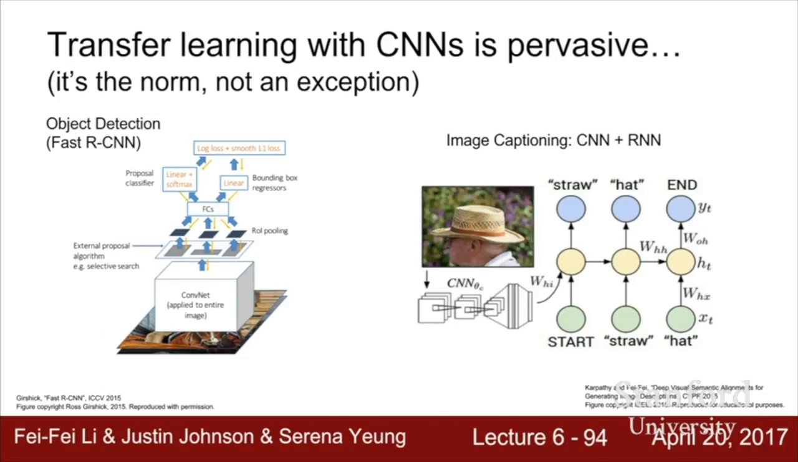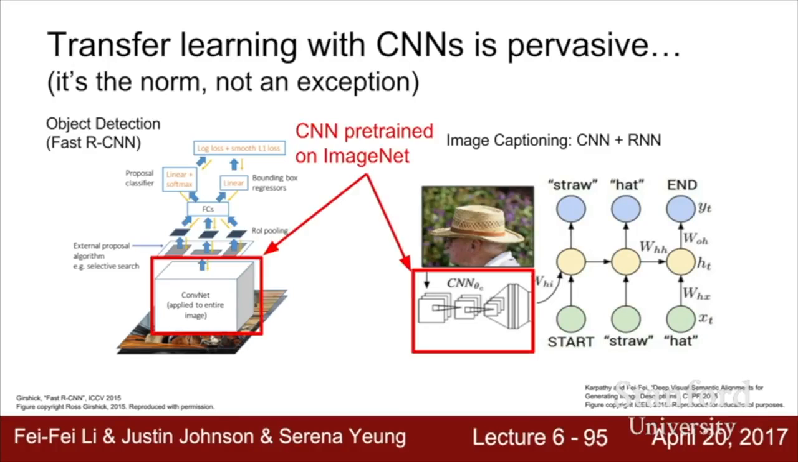Another point I'd like to make is that this idea of transfer learning is super pervasive. It's actually the norm rather than the exception. As you read computer vision papers, you'll often see system diagrams like this for different tasks. On the left, we're working with object detection. On the right, we're working with image captioning. Both of these models have a CNN that's processing the image. And in almost all applications of computer vision these days, most people are not training these things from scratch. Almost always, that CNN will be pre-trained on ImageNet and then potentially fine-tuned for the task at hand.